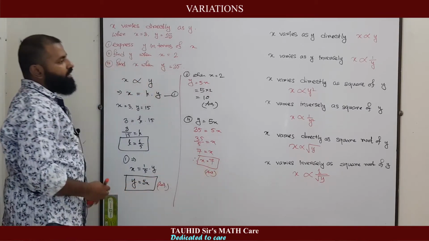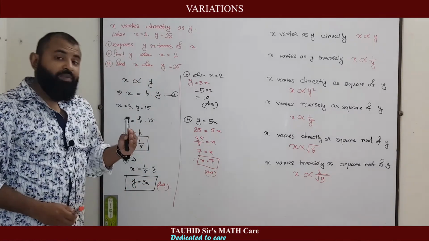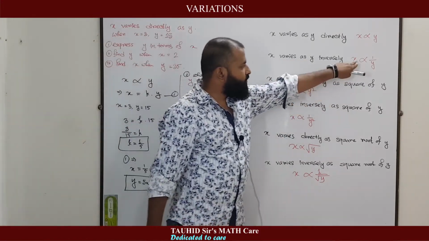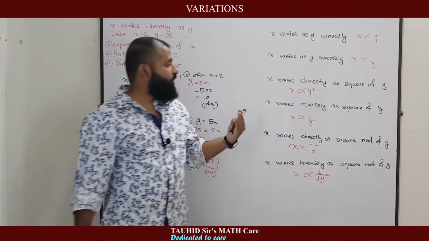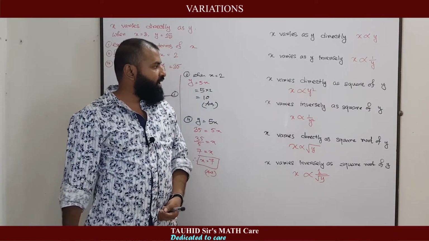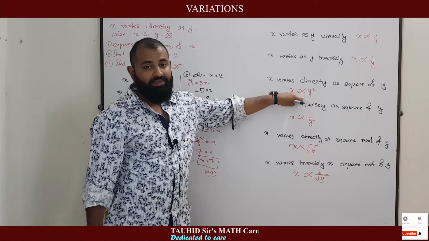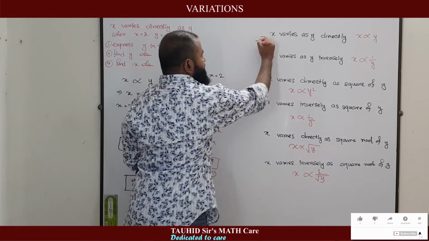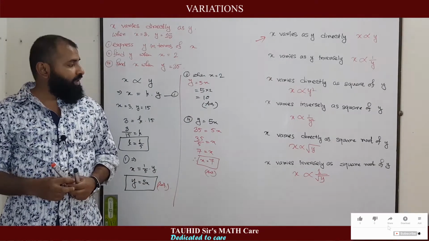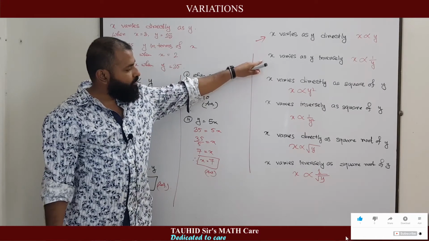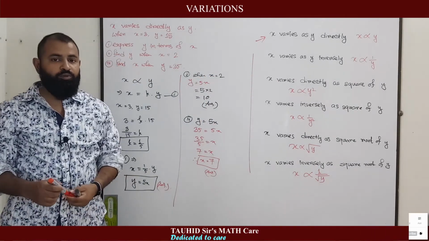In the same way, if the question would have asked us that x varies as y inversely, we will start with this shape. If the question would have asked us that x varies directly as square of y, we would start from this. So I have showed you one example from here, and I think you will be able to perform the math if your question asks from any of these type of statements.